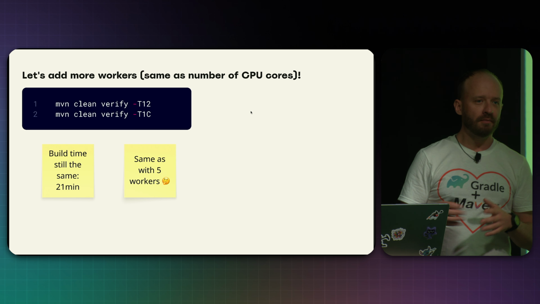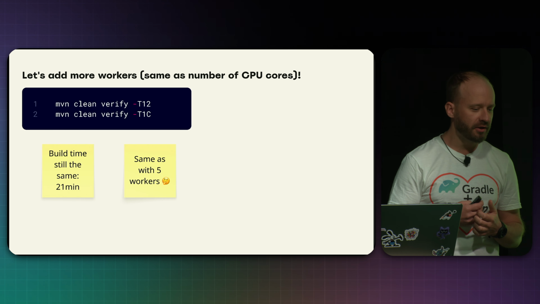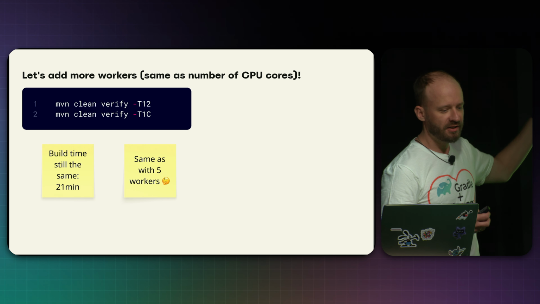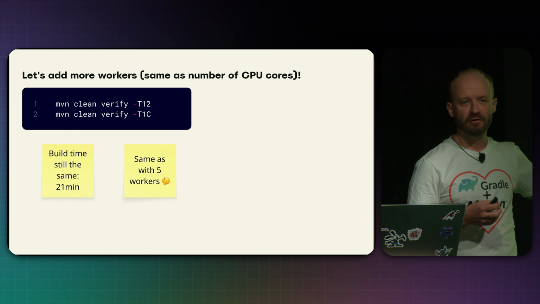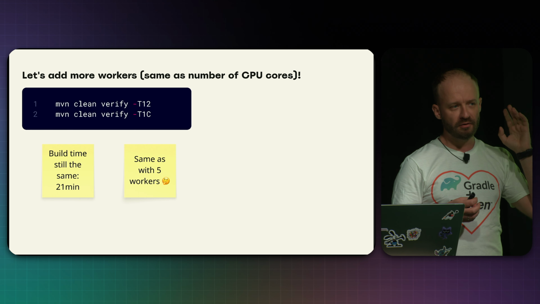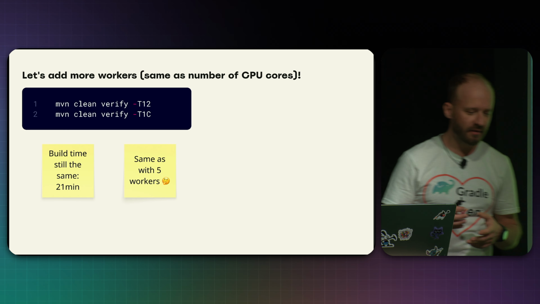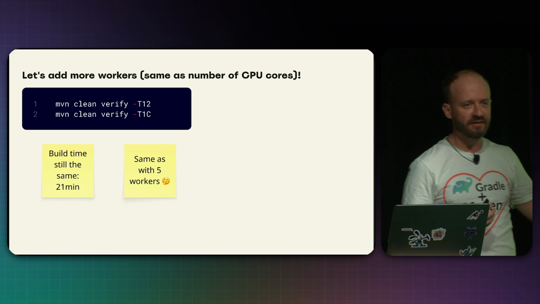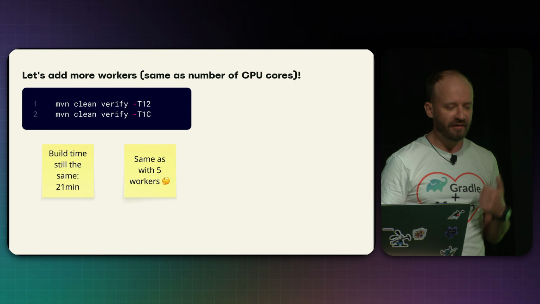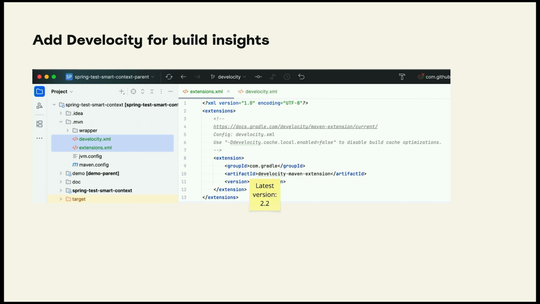My laptop has 12 cores, so I can try to use more workers. I can specify the number as -T12, or I can also use a multiplier constant called C, which is a dynamic value of your local core number. But surprisingly, build time is still the same, 21 minutes, the same as 5 workers. And this can be confusing. Why does it happen? To investigate this, we need to add some observability tooling.